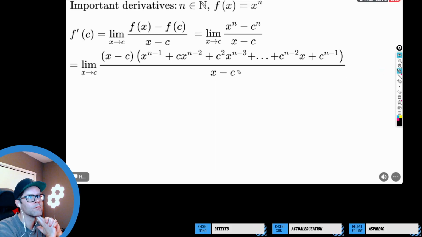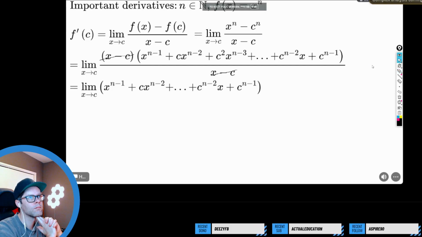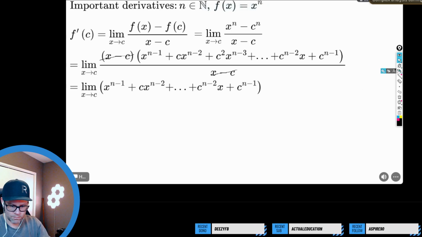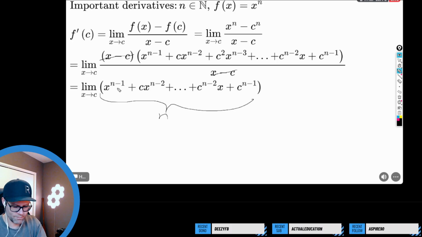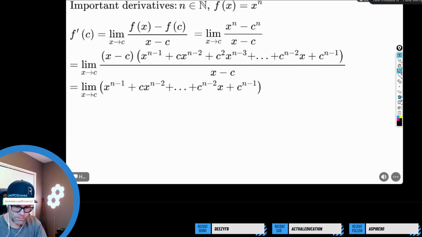And if you just divide by both of these, we can see that this is what we get, and we actually have n of them in here, as we start with c to the 0 and end up with c to the n minus 1. So we actually have n of those here.